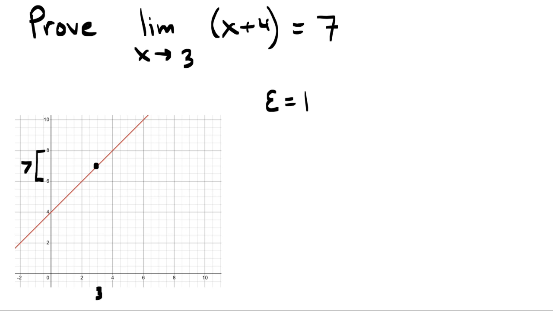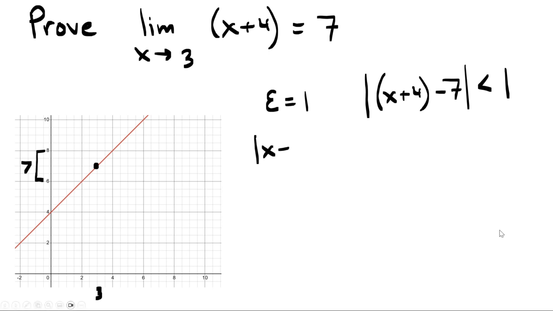At the end of the game, this is what I want to have. I want you to find a delta so that the absolute value of x plus 4 minus 7 will be less than 1. That is the game. We also know that delta has a condition upon it: the absolute value of x minus 3 has to be less than delta. As f of x gets closer to 7, x gets closer to 3. That's kind of what we're looking at.